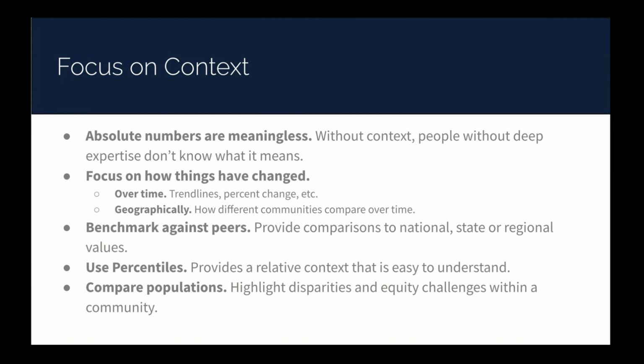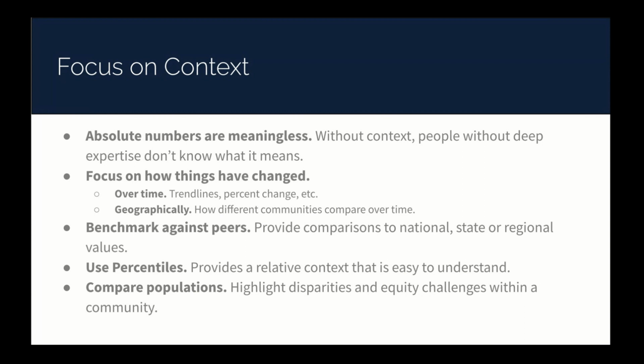But the key things are to focus on how things have changed. So you're looking at contextualizing data by the rate of change, and this can be over time, thinking about trend lines, percent changes, et cetera, within a community, so comparing it against itself. Or you can think about how things have changed geographically, so looking at differences within a geographic region. How do different parts of a city compare to each other, and how has the rate of change been different within those different communities?